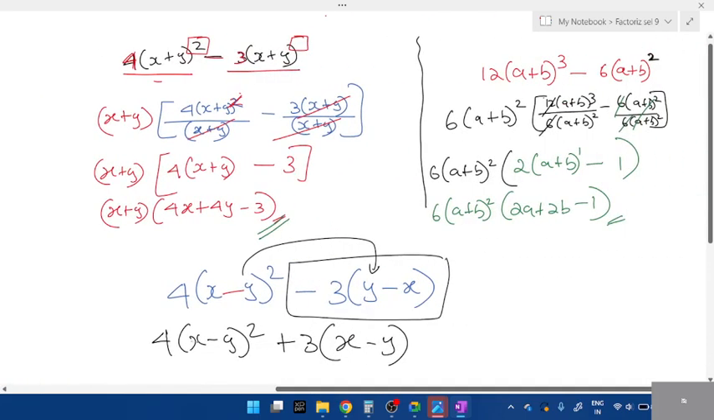Use this method, same like this. Okay, so make a note. If the bracket is the same but signs are different, then change the entire bracket value. So that's it. This is the last part. We'll start solving the questions.